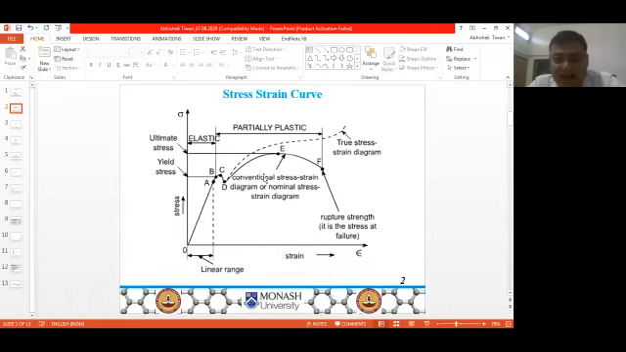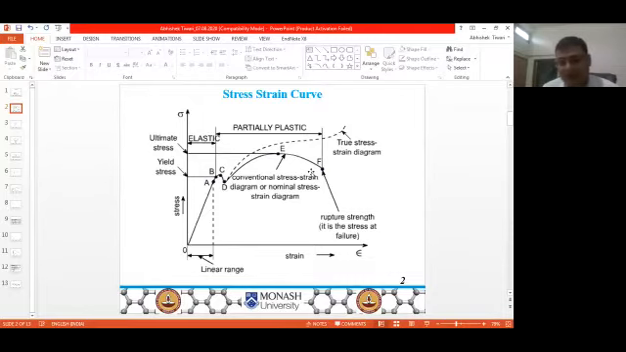As we can see here, from point D to F, there is a decrement in the area in the middle. So when we have P upon A, the area has decreased. That means we are operating at a higher load. So the true stress value will be higher than the engineering stress value.